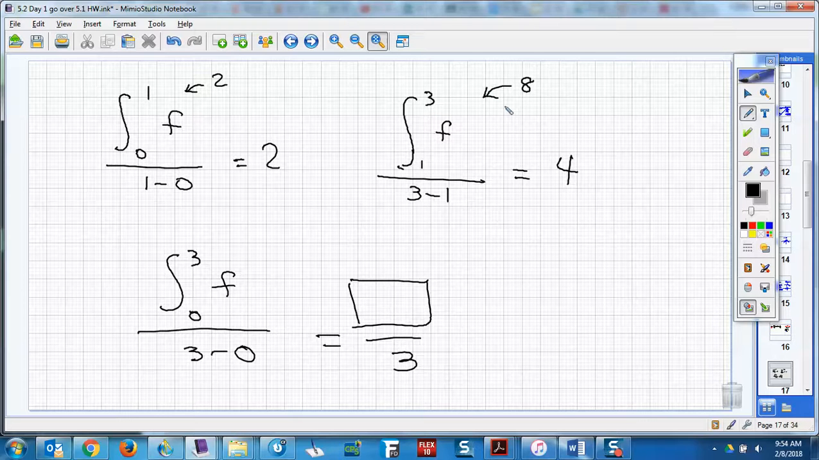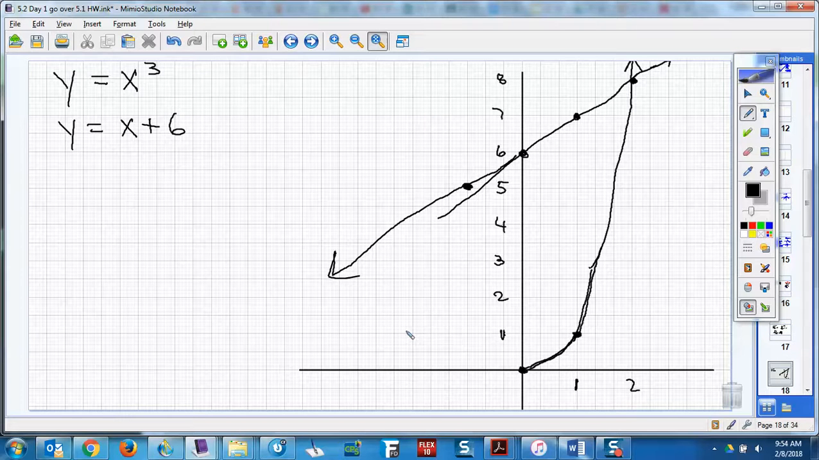So the area from 0 to 1 plus the area from 1 to 3, that would be 2 plus 8, that would be 10. That's got to be the area from 0 to 3. And then divide by 3. So 10/3 would be your answer, your average value from 0 to 3. Okay, 10/3. 3 and 1/3. All right, let's talk about 71.